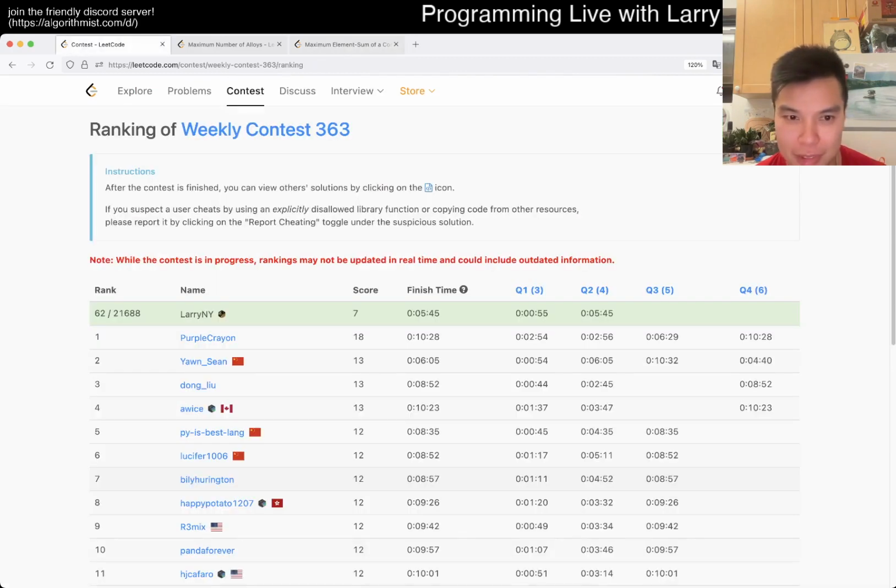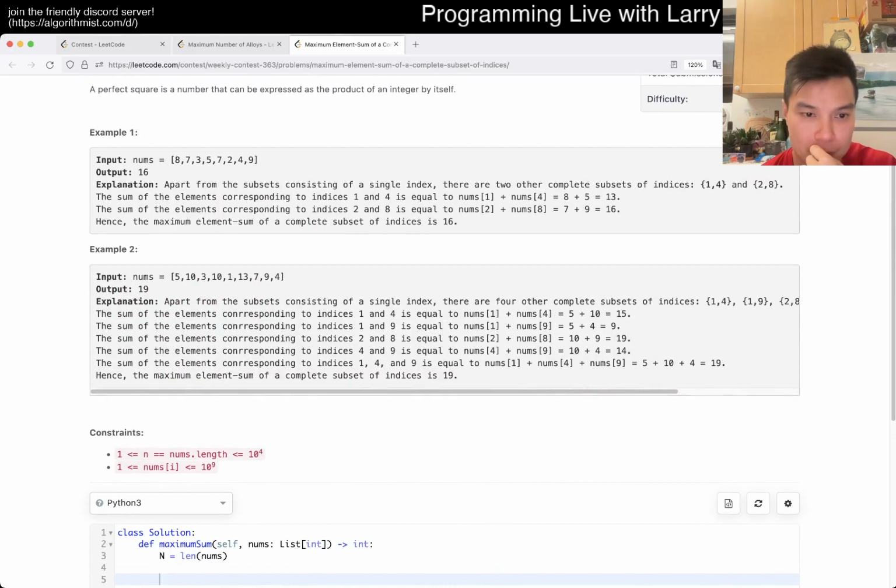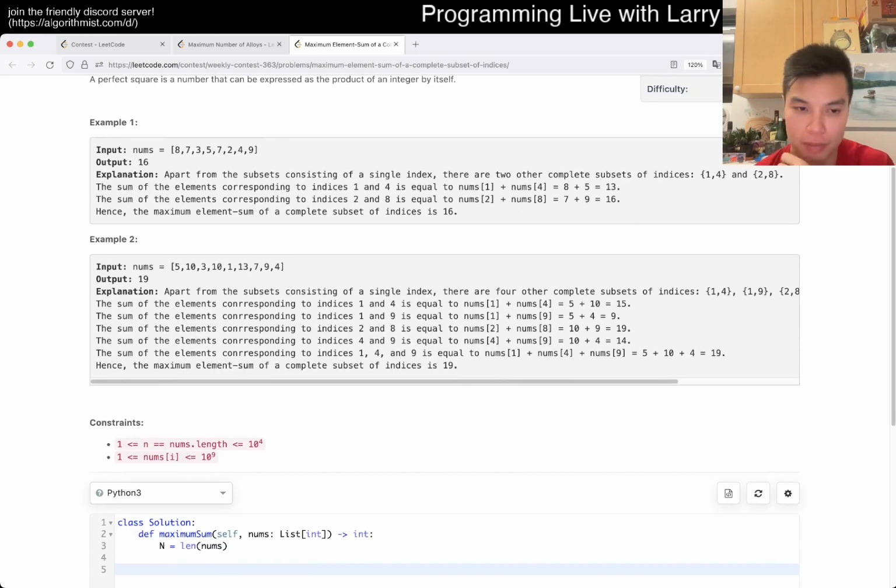People got this that quickly. People are smart. I feel like this is more tractable. I just have to figure it out. Okay. 10 to the 4. What is 10 to the 4 again? 10,000.